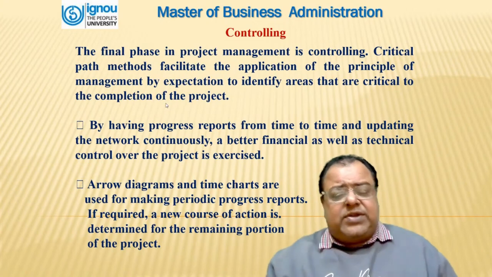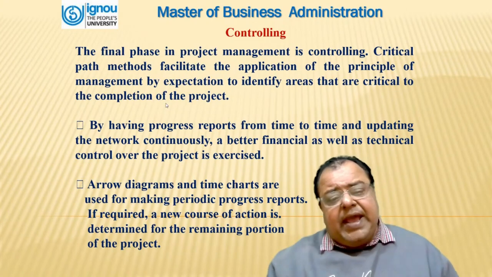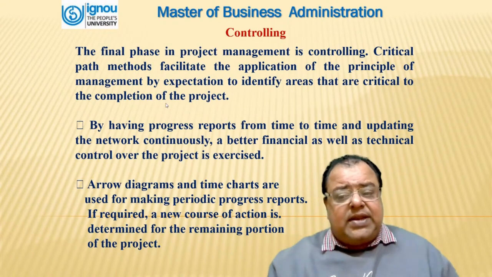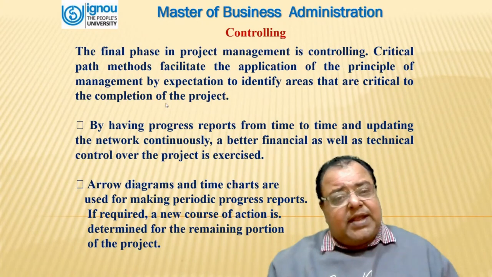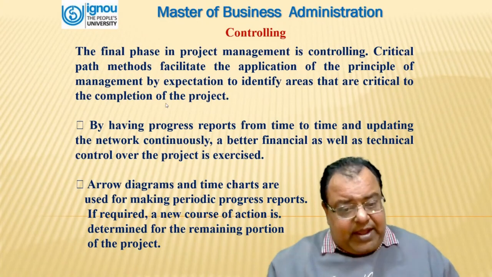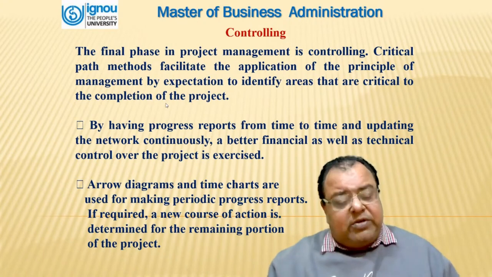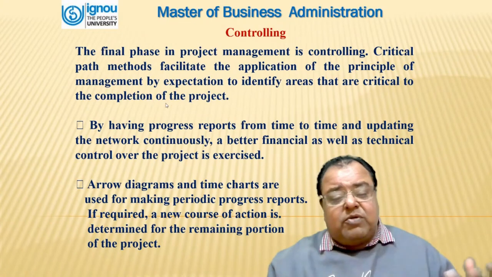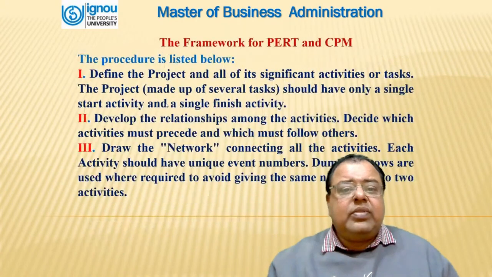By having progress reports from time to time and updating the network continuously, a better financial as well as technical control over the project is exercised. Arrow diagrams and time charts are used for making periodic progress reports. If required, a new course of action is determined for the remaining portion of the project.